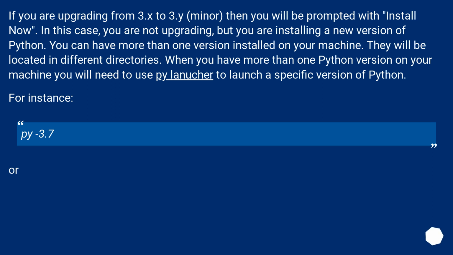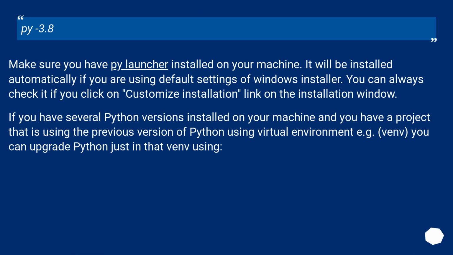py -3.7 or py -3.8. Make sure you have py launcher installed on your machine. It will be installed automatically if you are using default settings of the Windows installer. You can always check it if you click on the Customize Installation link on the installation window.